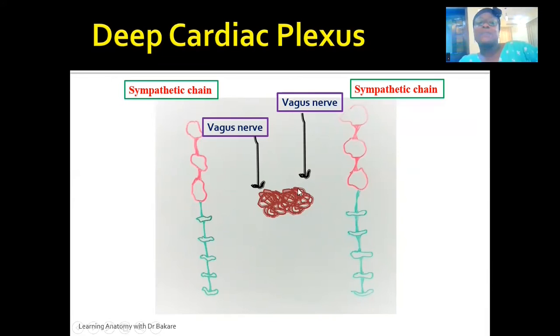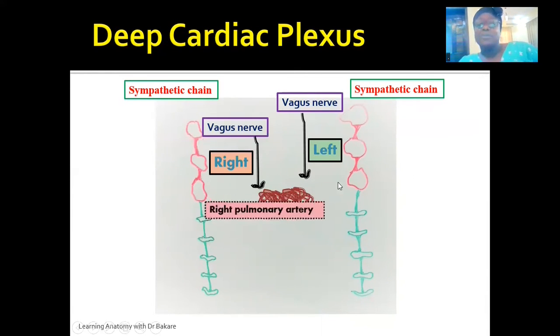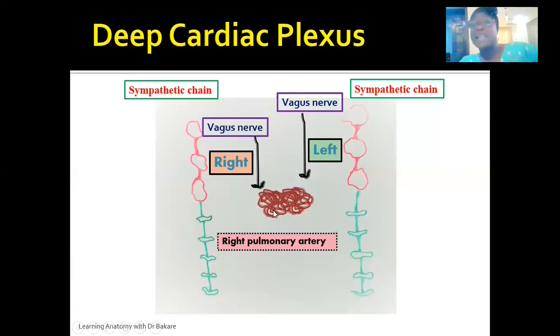This is the deep cardiac plexus. We already said that this is more complicated than the superficial cardiac plexus, so we should expect that it will be giving off more branches than the superficial cardiac plexus. In trying to divide, this is the right side and this is the left side. On the right side of the deep cardiac plexus, this is further demarcated by the right pulmonary artery. So we have some branches that part anterior to the right pulmonary artery, and we also have some branches that part posterior to the right pulmonary artery, and this is on the right side.